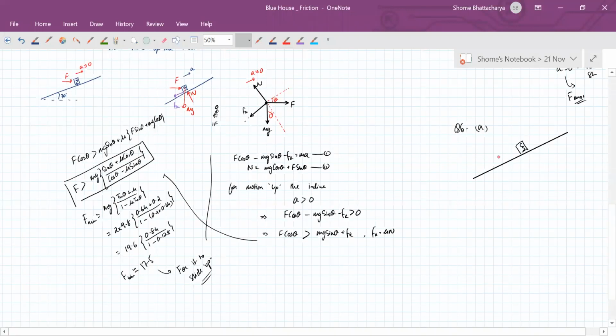So here you want to apply the force parallel to the inclined plane so that it starts slipping. So acceleration tending to slip.